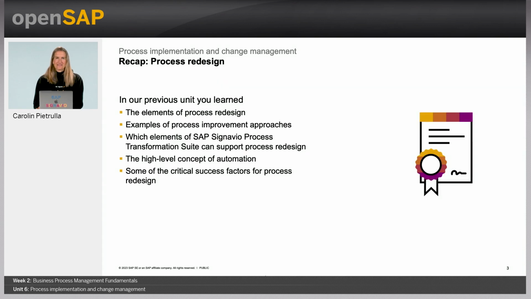Before we start that, let's get started with a quick recap of our previous session on process redesign. If you remember, we talked about the elements of process redesign and its competitive performance dimensions. We then looked at examples of process improvement approaches and talked about the elements of SAP Signavio Transformation Suite that can support us at redesigning our process. We then clarified a few terms and the high-level concept of automation, and finally covered the critical success factors of process redesign.